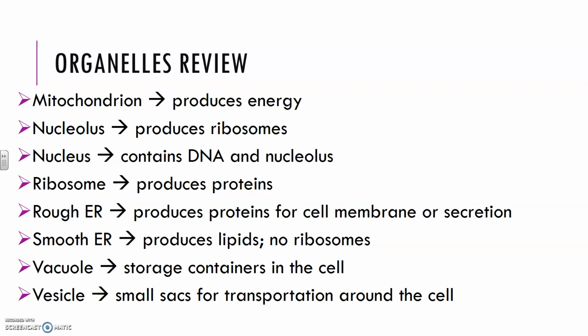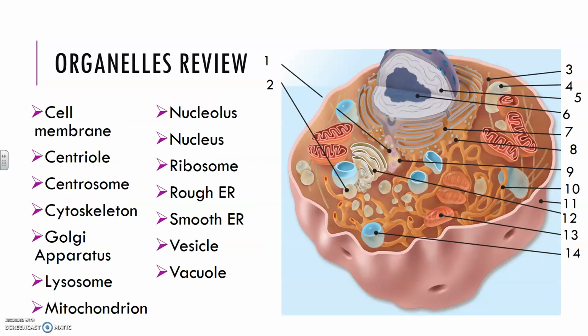So the way to think about a lot of these, for example, a lysosome is just a vesicle with very specific enzymes in it. All of these are membrane-bound sacs, except for the ribosome. They're membrane-bound sacs that just have different things inside of them, and those different things help them do their specific function.